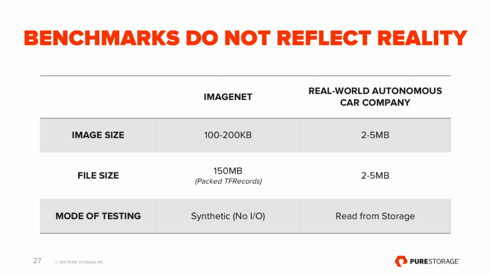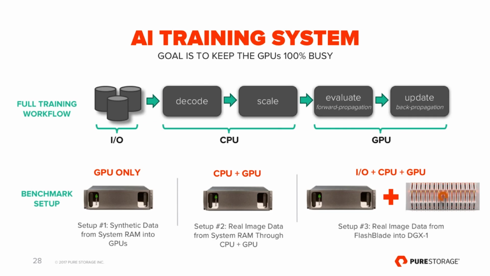And then the mode of testing is interesting. In ImageNet, most people test their benchmark using synthetic mode, which has no I/O. It doesn't exercise the pipeline. It doesn't exercise the network. And of course, that's not how you would typically do it in the real world. You would actually read from storage and you would use your network and so on. Right? So you have to really be careful when you're thinking about speccing out your infrastructure. Of course, you want to use these benchmarks, but you want to supplement that with real-world assumptions.